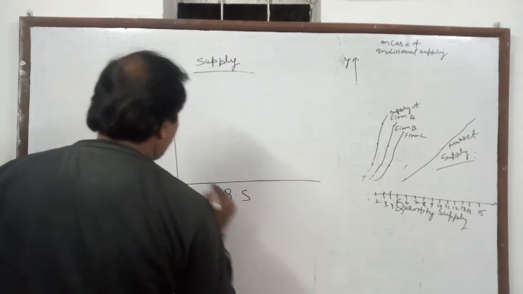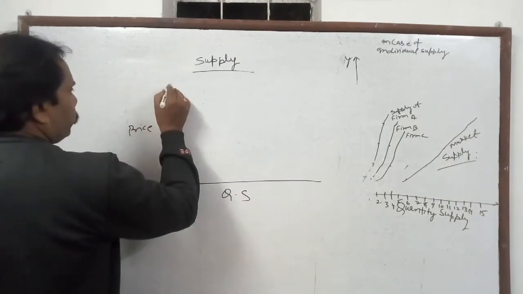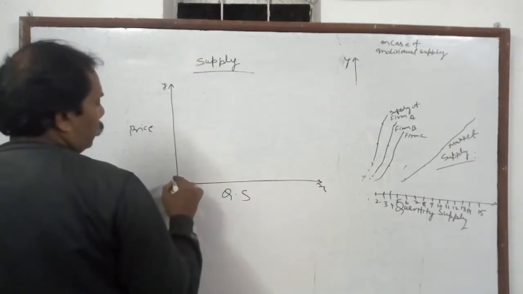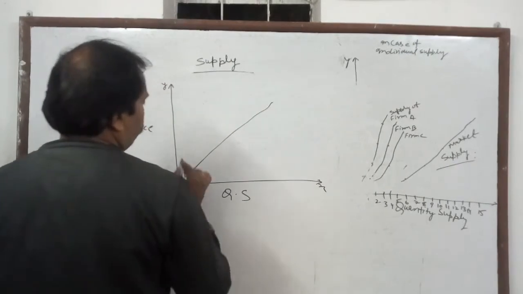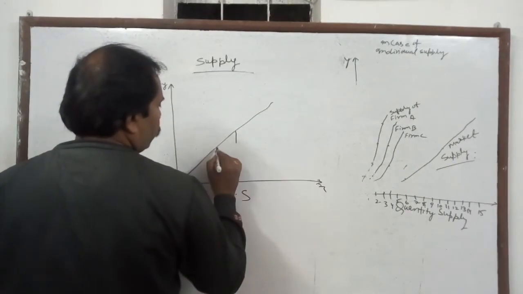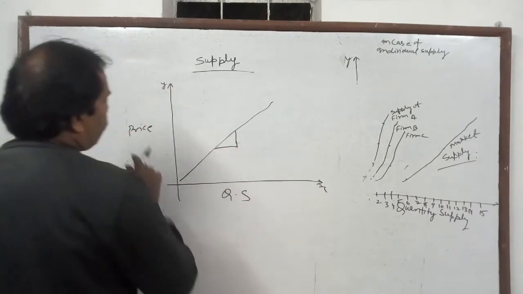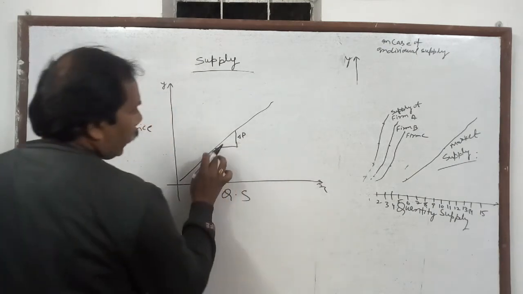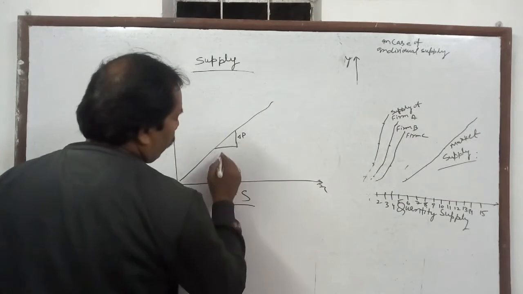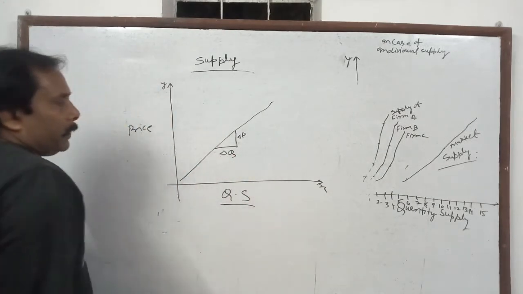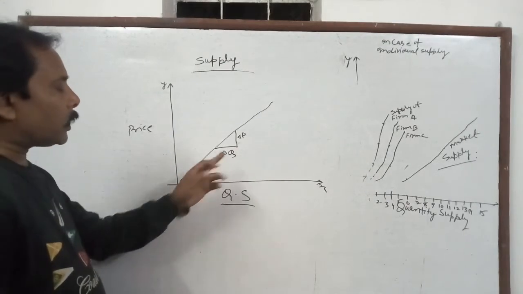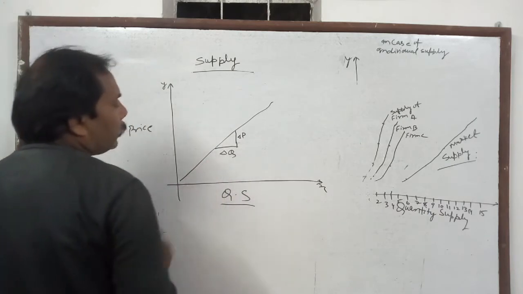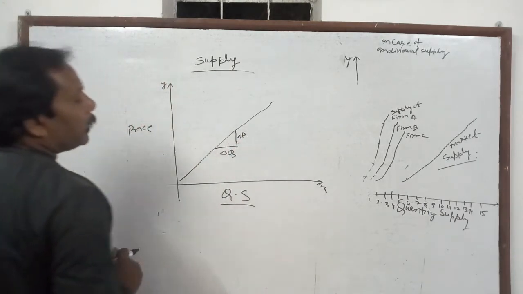Suppose that is the quantity supplied, and here that is the price, on the y-axis, and this is the x-axis. Is it clear? So suppose the supply line is moving in this way. The vertical line indicates the price, so you can write delta P, and the horizontal line indicates the quantity supplied, so it is known as QS. So delta Q is the change in quantity supplied, and delta P is the change in price.